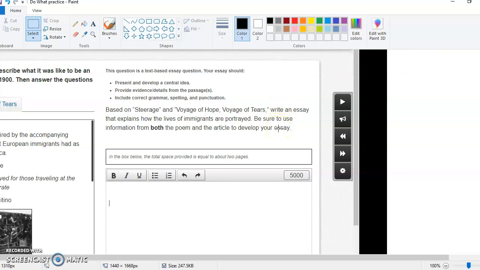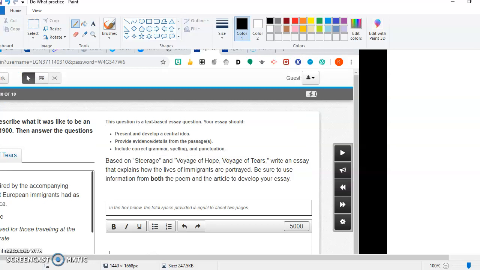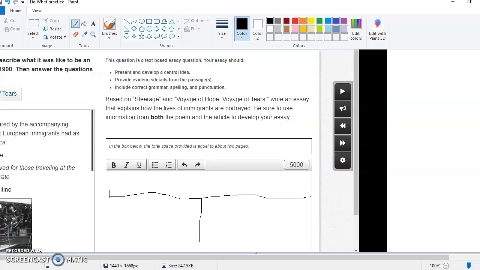So when you do this Do What strategy, the very first thing you want to do is create a T-chart. And a T-chart, don't mind my messy stylus writing, is just like it sounds. You just want to create the letter T on your screen, and you want to prepare to add your thoughts in that area. So then the next thing you want to do is read the entire prompt. Okay, so we're going to use the word prompt because that's a middle school word for an essay question.